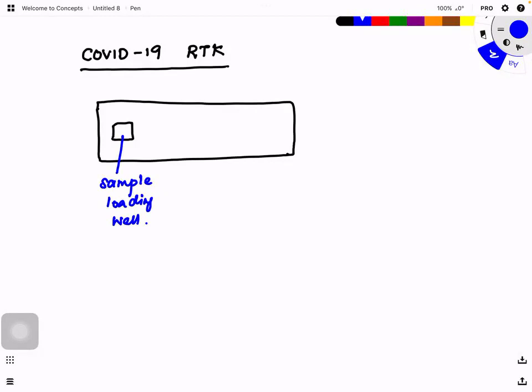Now, you have another window here, and at this window you can see that they write a T and a C. T stands for test, whether tested positive or tested negative. C stands for control. Okay, C stands for control.